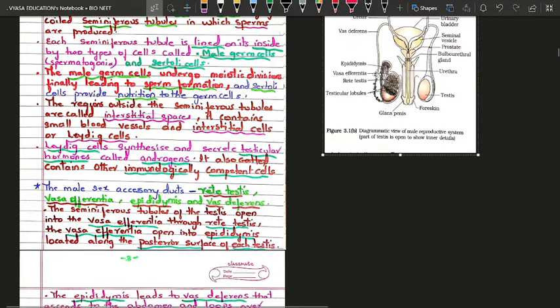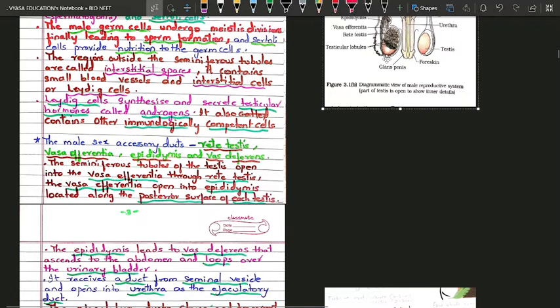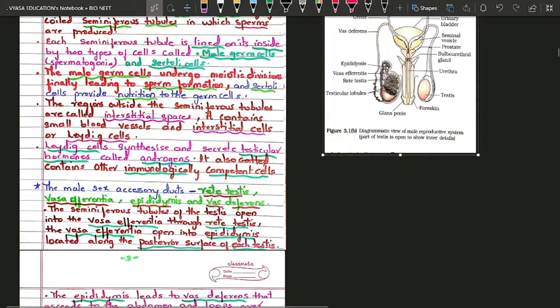And then, vasa efferentia open into the epididymis located along the posterior surface of each testis. See, posterior surface hindgade ide. Okay. Where is epididymis? Posterior surface of each testis. The epididymis leads to the vas deferens. Epididymis here. Epididymis leads to the vas deferens.